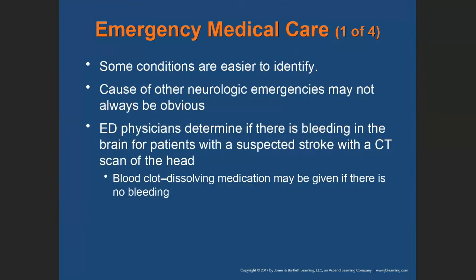That's a patient assessment. Now let's look specifically at emergency medical care for the various conditions. Some conditions are easy or easier to identify. Cause of other neurologic emergencies may not always be clear or obvious. ED physicians determine if there is bleeding in the brain for patients with suspected stroke with a CT scan of the head. Blood clot dissolving medications may be given if there is no bleeding, but this has to be done within a specific time frame.